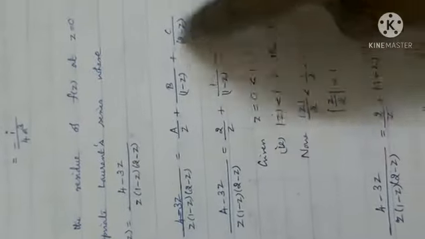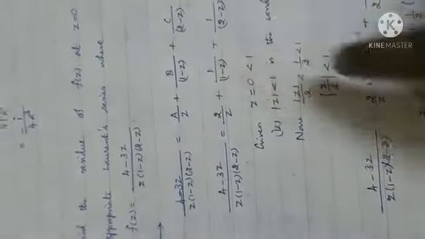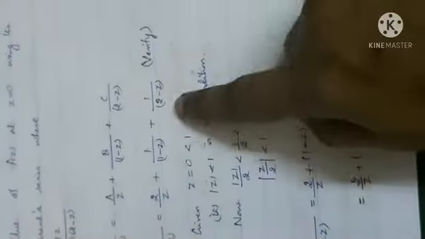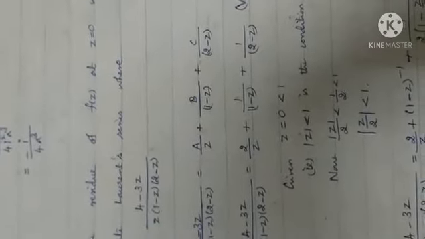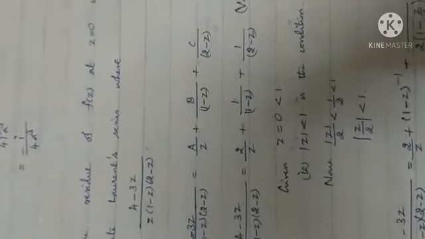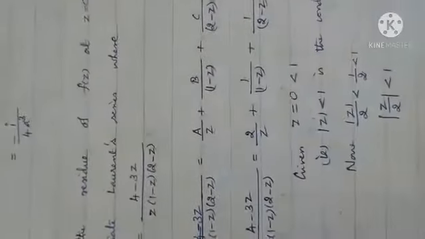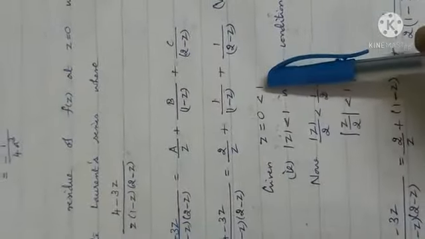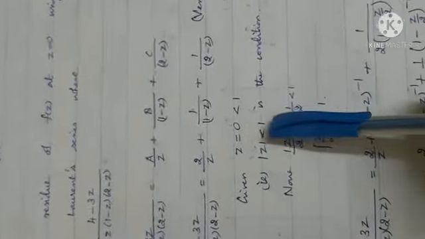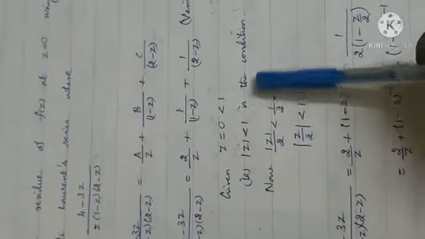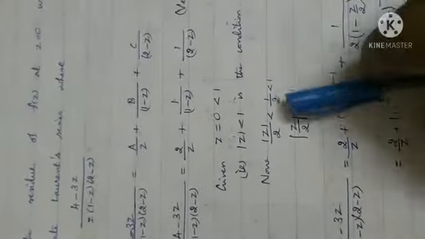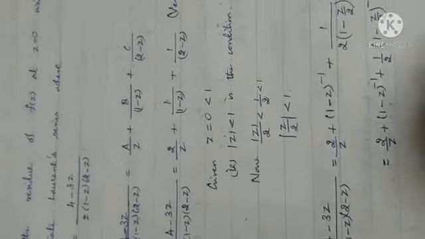See, let us take this f of z. Use the partial fraction method, A by, B by, C by, right? Finding the values of A, B, C is left to you, okay? Here the question is, find the residue of the function at z is equal to 0. So z is equal to 0 is given, and we know 0 is less than 1. Hence we have to create the condition: mod z less than 1 is the condition.